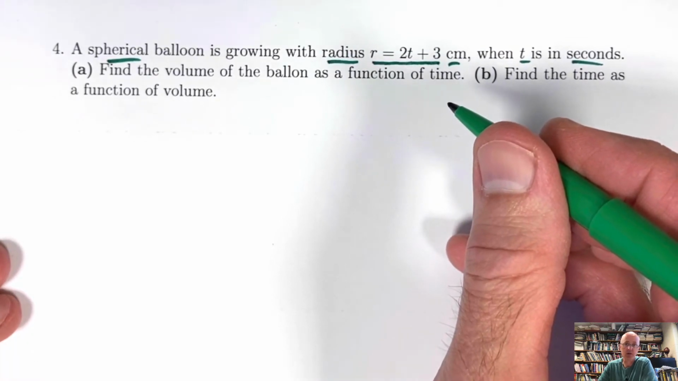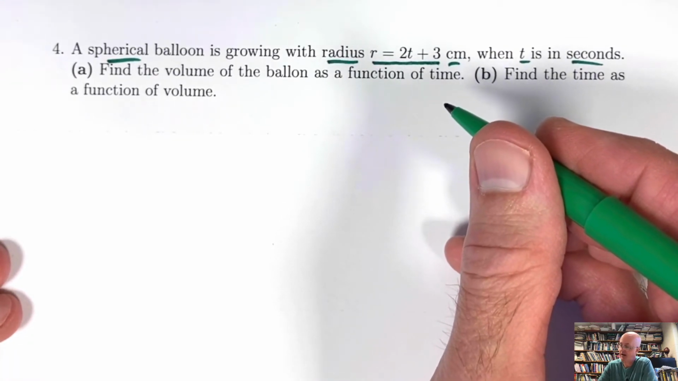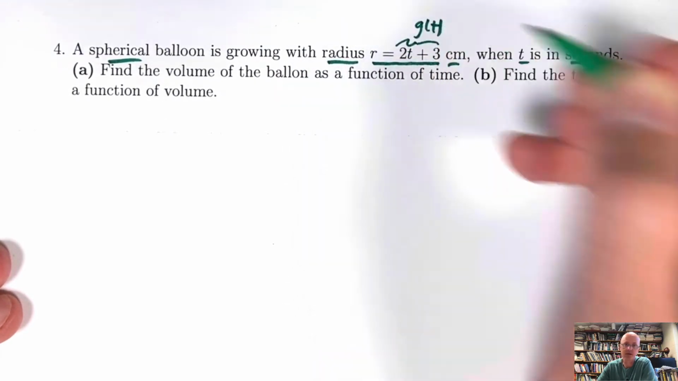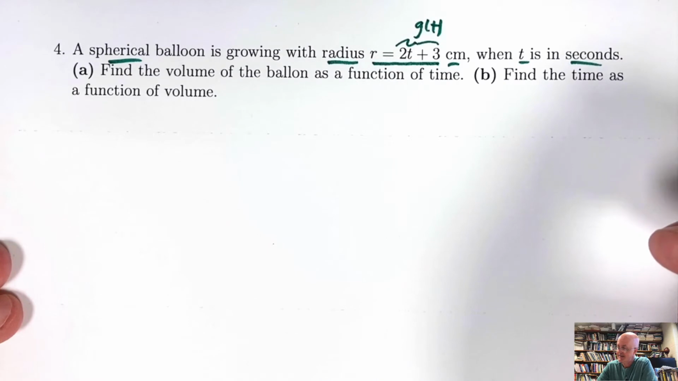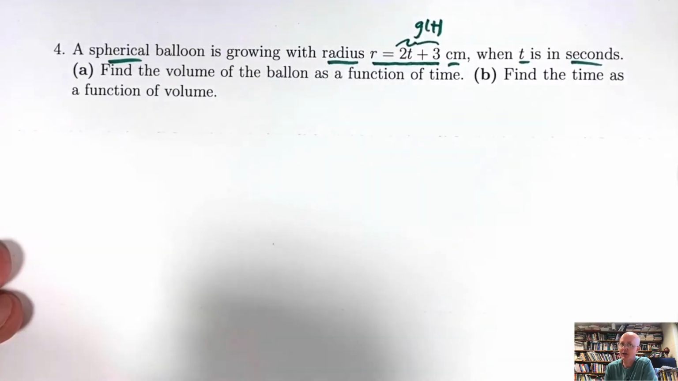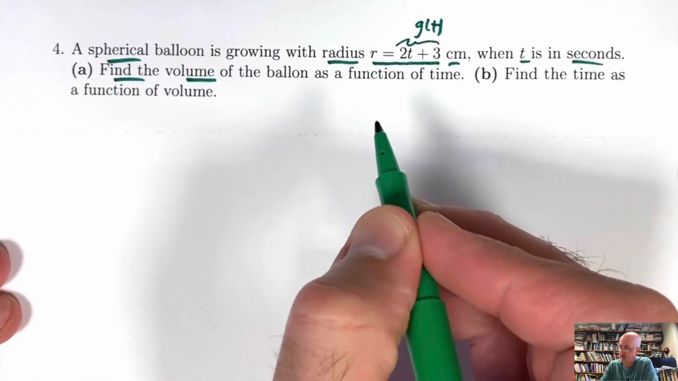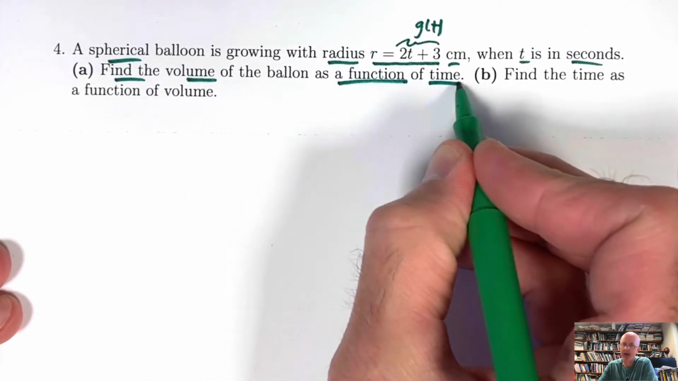Don't let that throw you. I could give this function a name. I could call it, well, how about g of t? Or f of t if you prefer. It doesn't matter. Okay? Even though no function notation is used, you certainly can use function notation if you want. Part A. Find the volume of the balloon as a function of time.